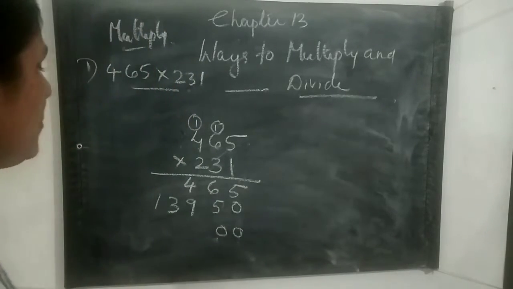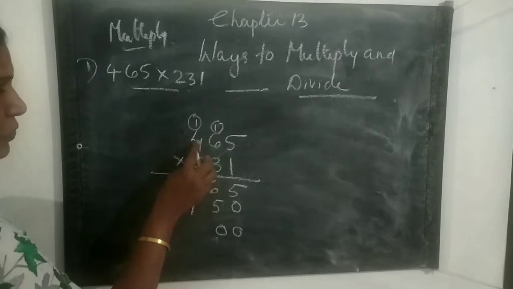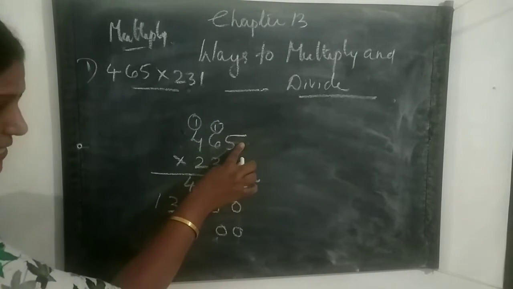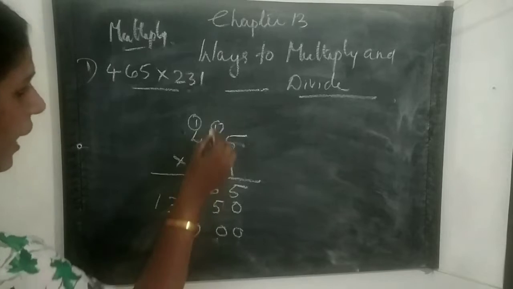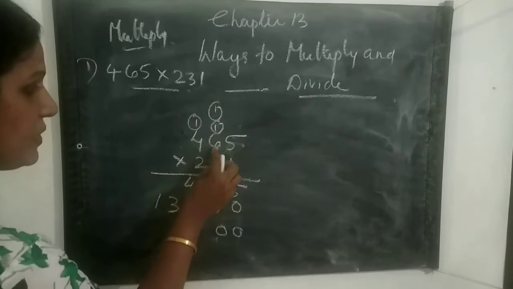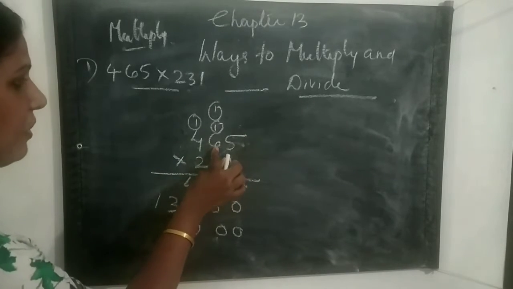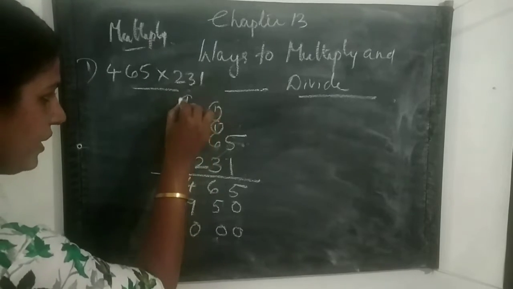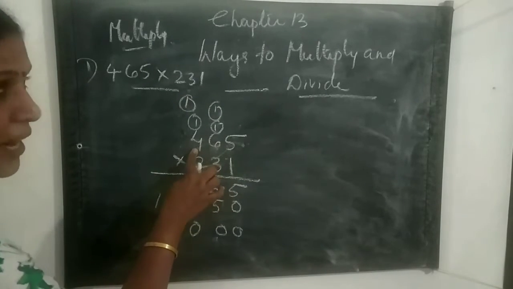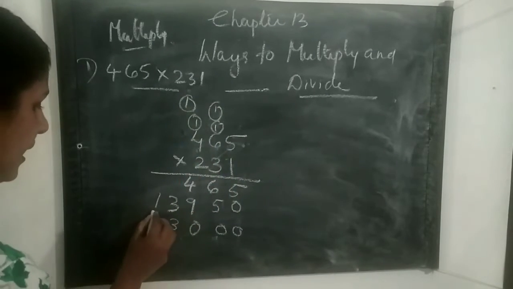Understood? So here we multiply this 2 by 465. That is 2 5s are 10. Here we write 0 and carry over 1. 2 6s are 12, and 12 plus 1 is 13. Here we write 3 and carry over 1. And then 2 4s are 8, 8 plus 1 is 9.